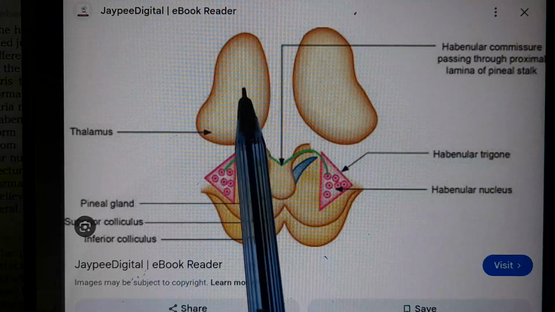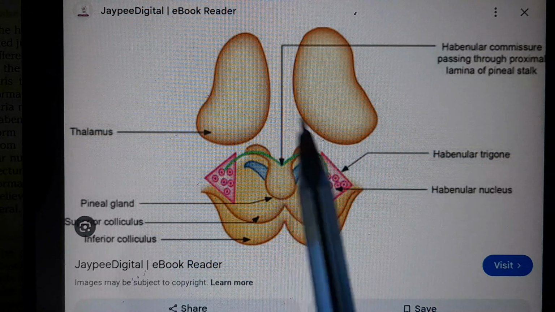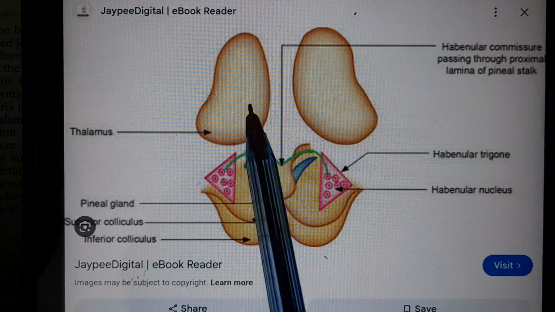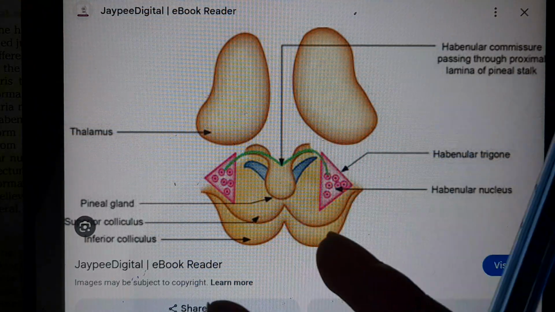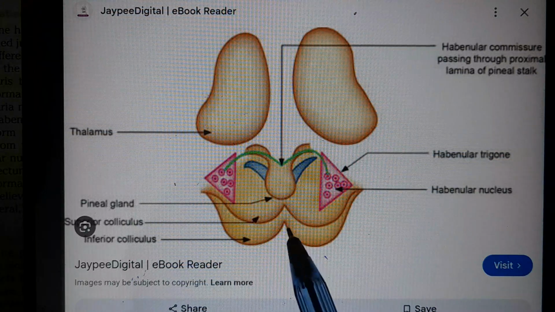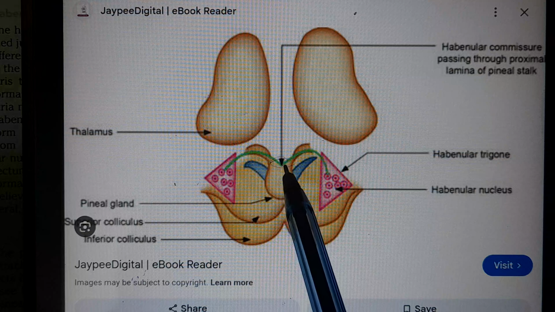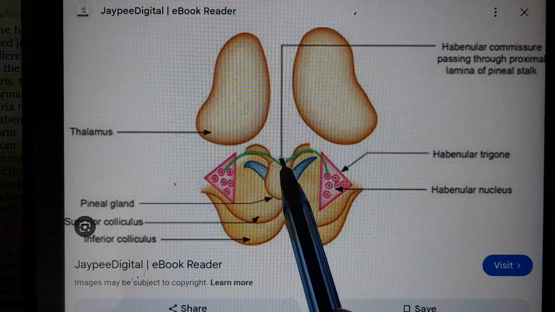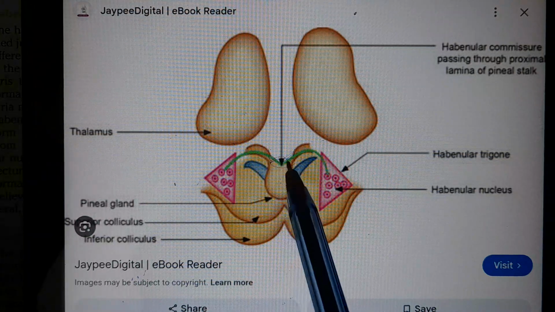So look at this. These were the thalami, this was the third ventricle running in between them, and this was the pineal gland. I told you that the pineal gland is located posterior to the thalamus, as well as posterior to the midbrain. So you can see the colliculi of the midbrain as well. Now the pineal gland has a stalk, and the stalk is continuous with the third ventricle like this. It has a recess for the third ventricle.